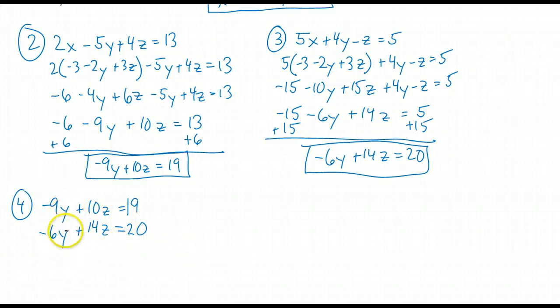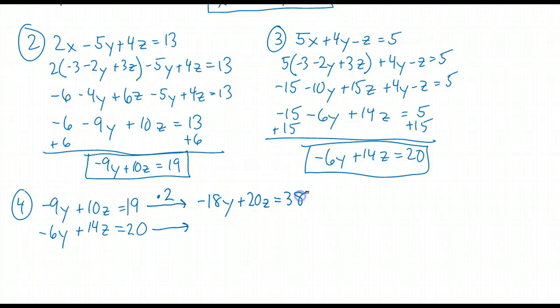Well, in this case, there's no variable that I can solve for easily. So I'm going to use linear combination. I'm going to try to eliminate my y's. I could just as easily try to eliminate my z's. My coefficients for my y's are negative 9 and negative 6. So the least common multiple between negative 9 and negative 6 is 18. So I'm going to turn my first equation into a negative 18 by multiplying by 2. And I'm going to turn my second equation into a positive 18 by multiplying by negative 3.